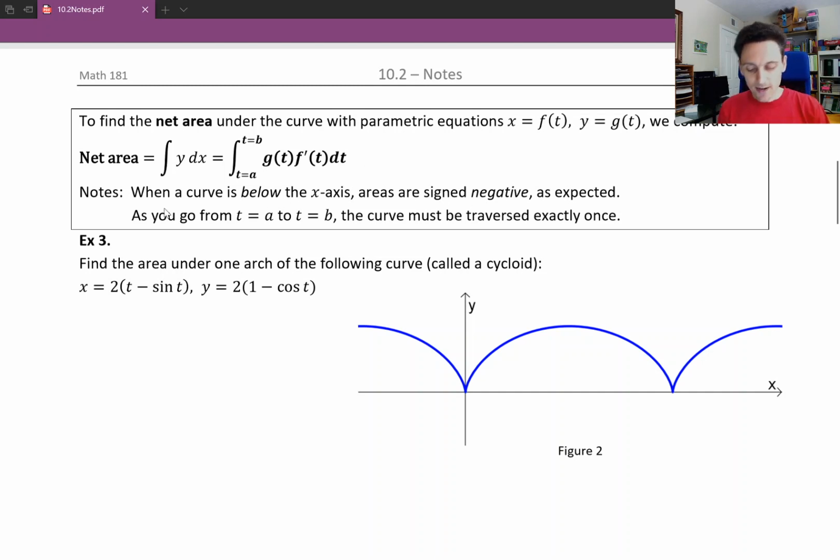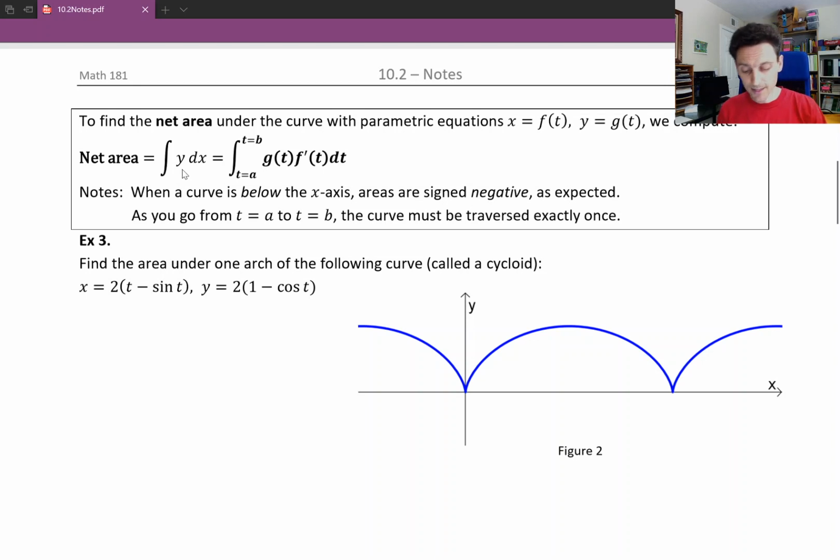Now we say net area because when the curve is below the x-axis, in other words, when the curve has negative y values, then the areas are going to be signed negative, just like you would expect for the regular net area integral. And as you go from t equals a to t equals b, you've got to traverse the curve exactly once. This is something we never had to worry about when we had Cartesian functions and we were doing integrals with x's and y's.